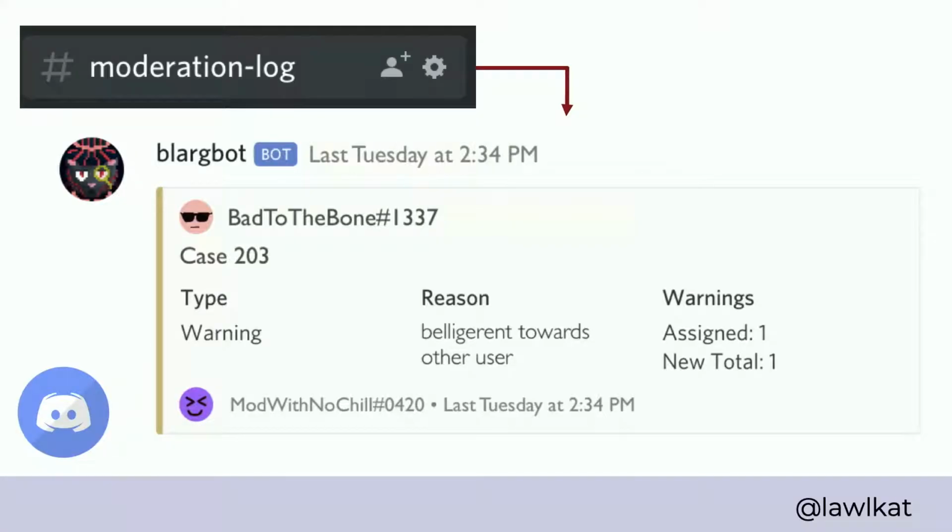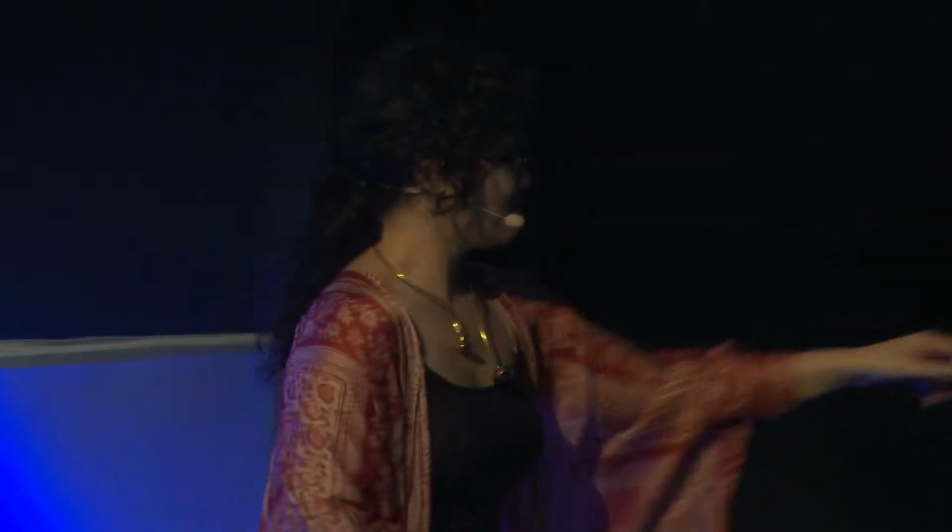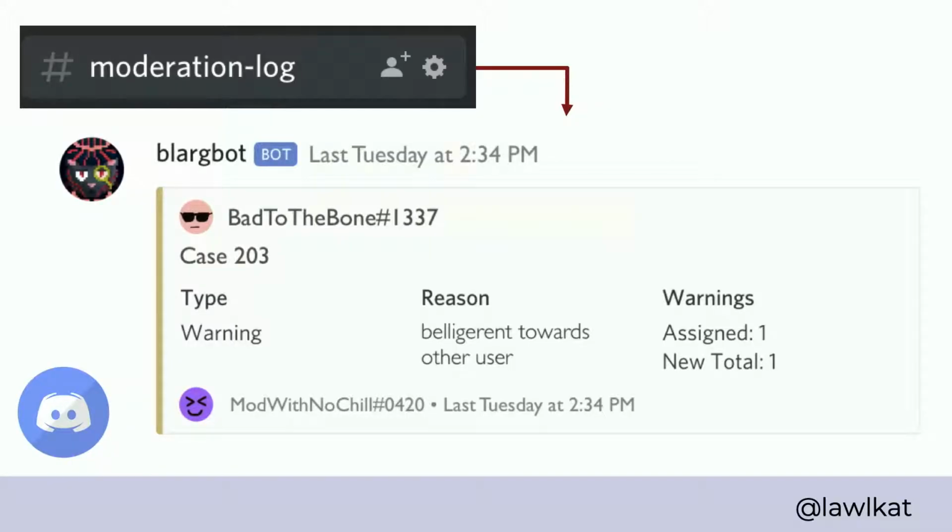So an example that I actually got recently from moderating a stream, a marathon stream, was this. I don't know if you guys know Discord. It doesn't matter anymore. So moderation log is like Slack, right? One of the channels that you have is a moderation log. The moderation log is when you download a moderation bot that logs the moderation actions you take as a moderator. Well, this is Blargbot. Blargbot is actually really popular. I love Blargbot.